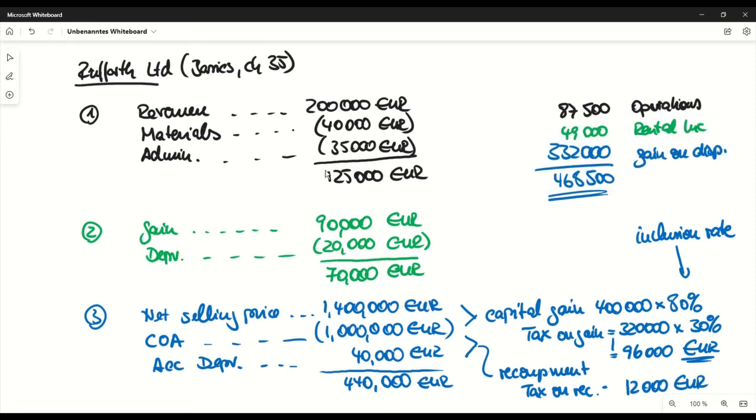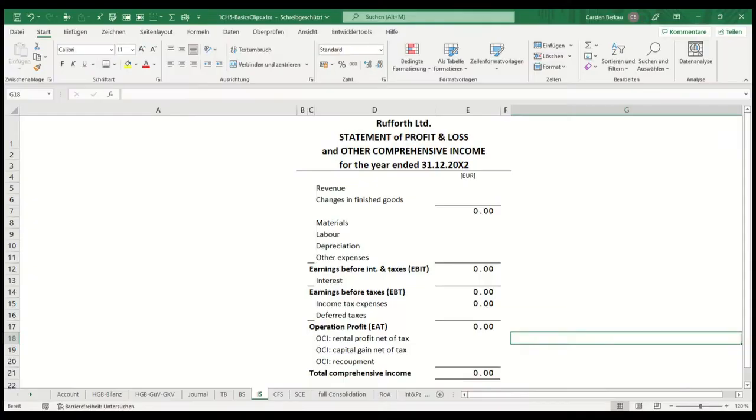The total profit from comprehensive income is 468,500. There are special tax implications which requires that I also teach how to disclose other comprehensive income on the statement of profit or loss and other comprehensive income.